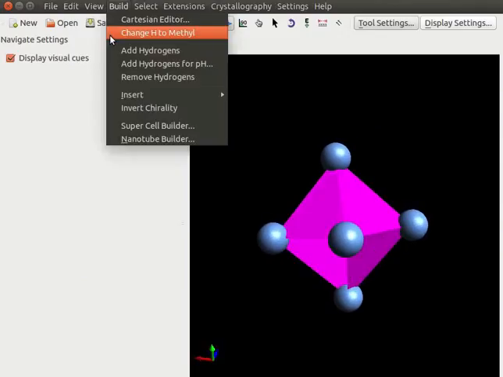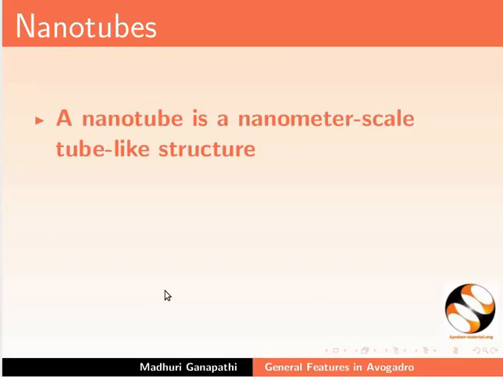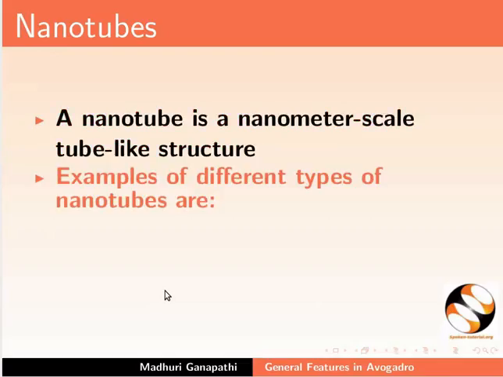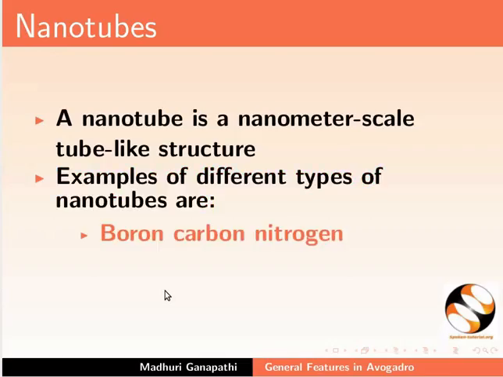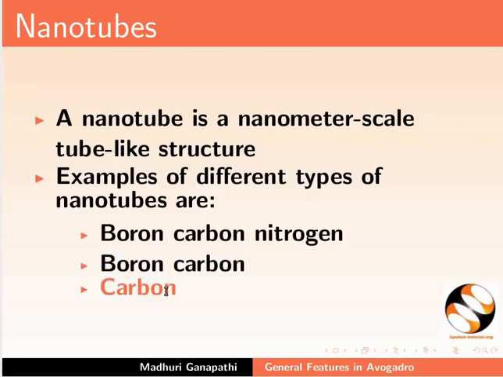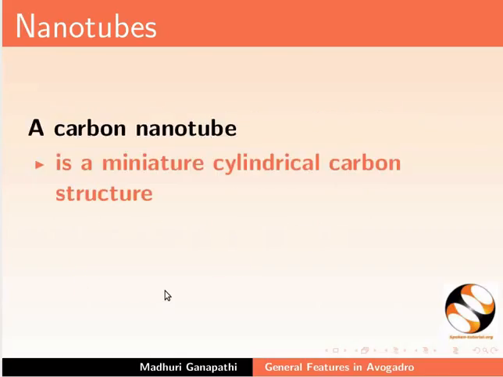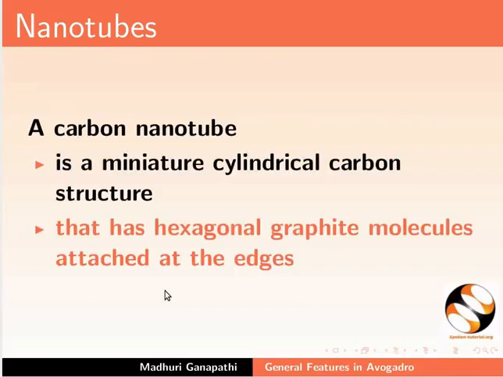Now we will see another feature in Build menu called Nanotube Builder. A nanotube is a nanometer scale tube-like structure. Examples of different types of nanotubes are boron carbon nitrogen, boron carbon and carbon. A carbon nanotube is a miniature cylindrical carbon structure that has hexagonal graphite molecules attached at the edges.